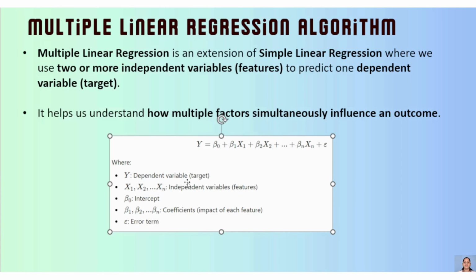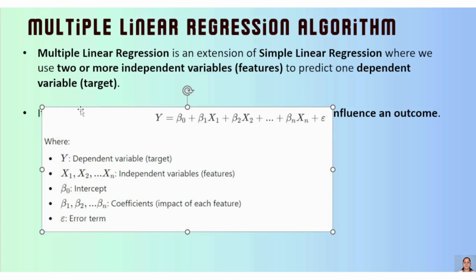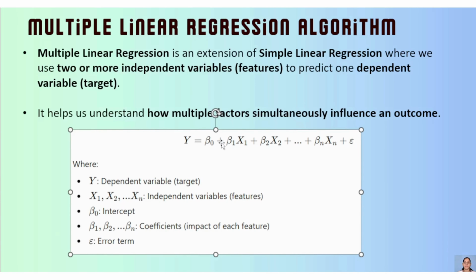And this is a formula which I have already explained, how it is derived. We have beta 0 plus beta 1 x1 plus beta 2 x2. These betas are called coefficients, which are impacting each feature. Beta 0 is your intercept, and we will see in coding how we derive these. And x1, x2, up to xn are your independent variables or features. Y is the dependent variable or target variable.